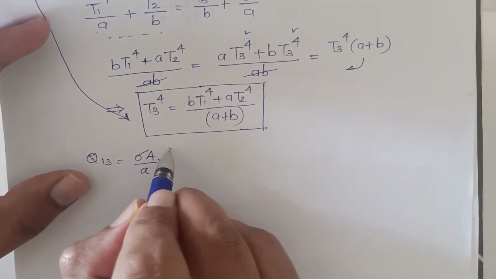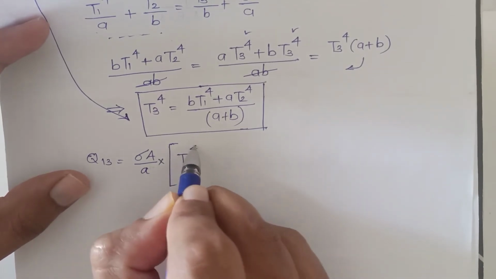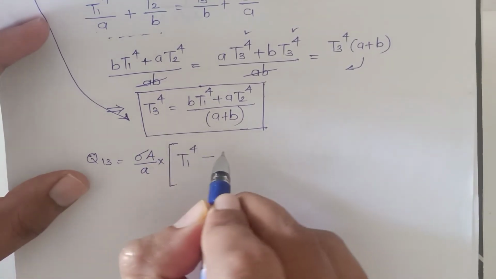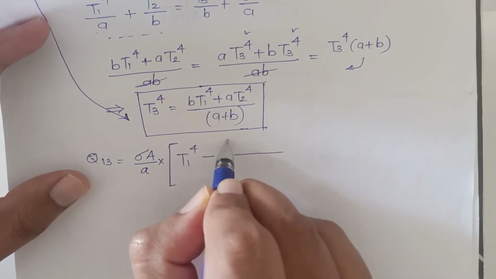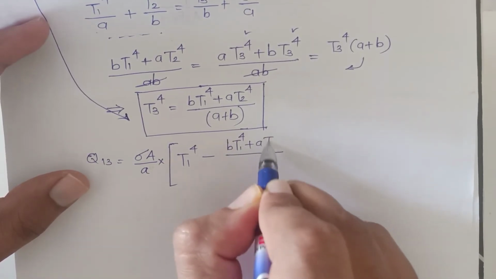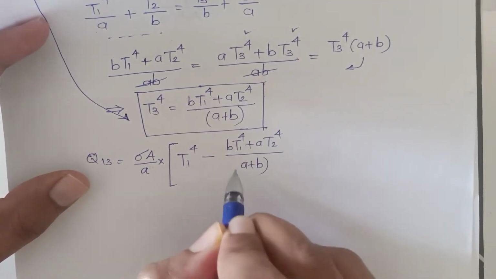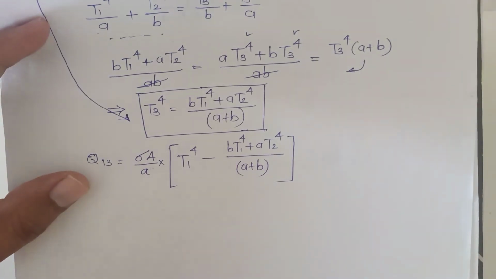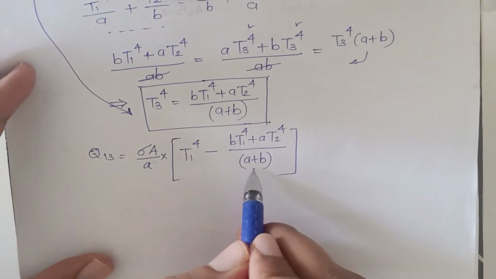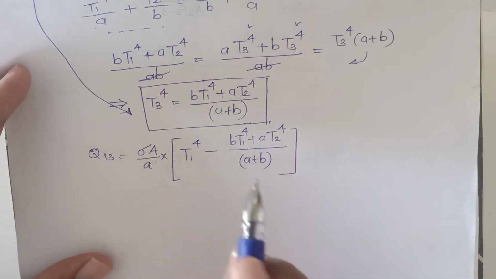into T1 raised to 4 minus T3 raised to 4. So, instead of that, we will write B into T1 raised to 4 plus A into T2 raised to 4 divided by A plus B. That's it. Now we will again find the LCM. We will multiply T1 raised to 4 by this A plus B.